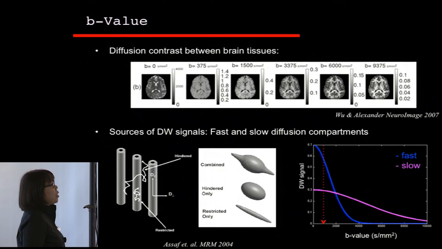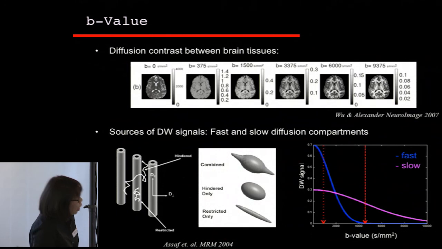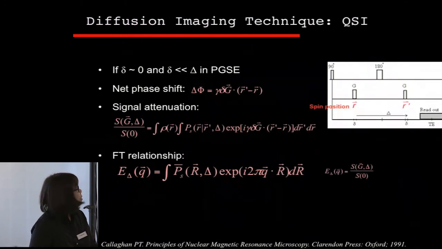Okay, so if we do the experiment at a lower B value, we can see that the fast diffusion compartment contributes more than the slow diffusion compartment. At a higher B value, here, the slow diffusion compartment contributes more than the fast diffusion compartment. So, only sampling at multiple B values is able to capture the multiple compartments.